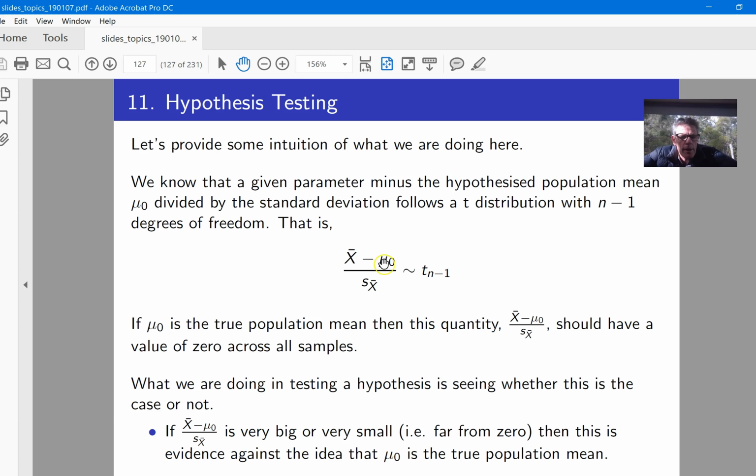So the key quantity here is how big is the difference between x bar and mu naught. By standardizing it, we translate that question to become how big is x bar minus mu naught relative to the standard deviation of x bar, or standard error of x bar. Is it big or small? Is it close to zero, or is it far from zero? If it's close to zero, we would say there's no evidence against the null. If it's far from zero, we would say there is some evidence against the null hypothesis.